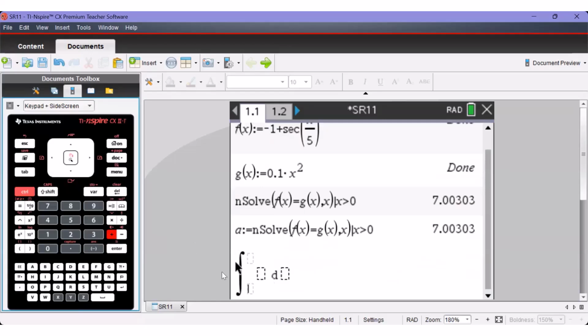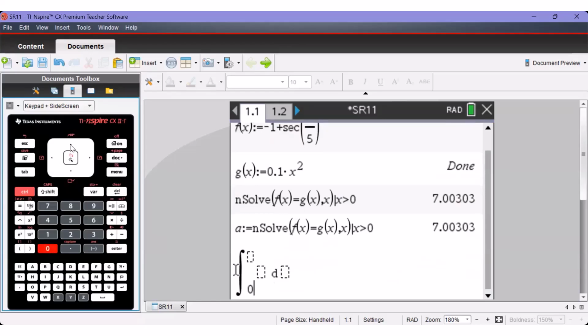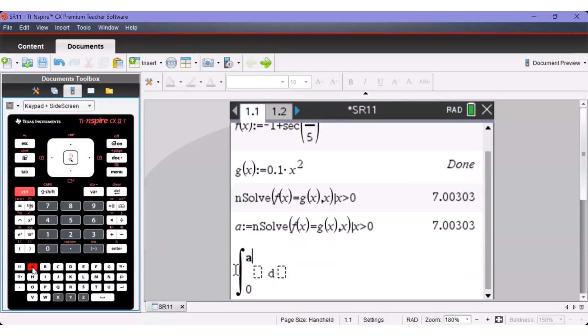Now let's first of all enter the lower limit, which is 0. And then navigation pad up. Our upper limit, we can have that as A. Notice there that it's bold and non-italicized. So A is going to be that 7.00303 number. Navigation pad to the right.